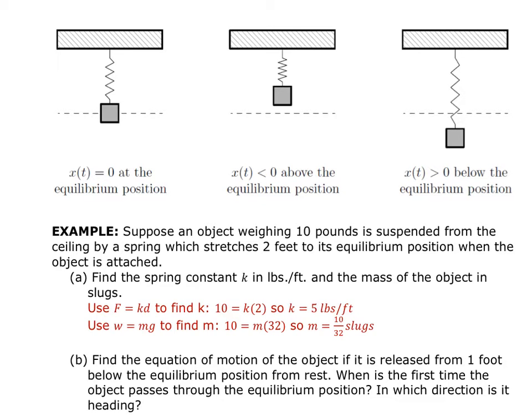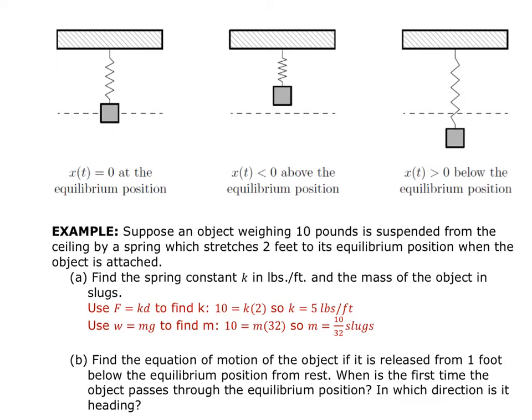So using the fact that the force is equal to kd, remember when you see pounds, that is not a mass, that is force. So 10 pounds is equal to the spring constant times the distance it traveled from equilibrium once you put that weight on there. So my spring constant is 5 pounds per foot. Would it be feet squared? Just feet, because it's a linear distance.